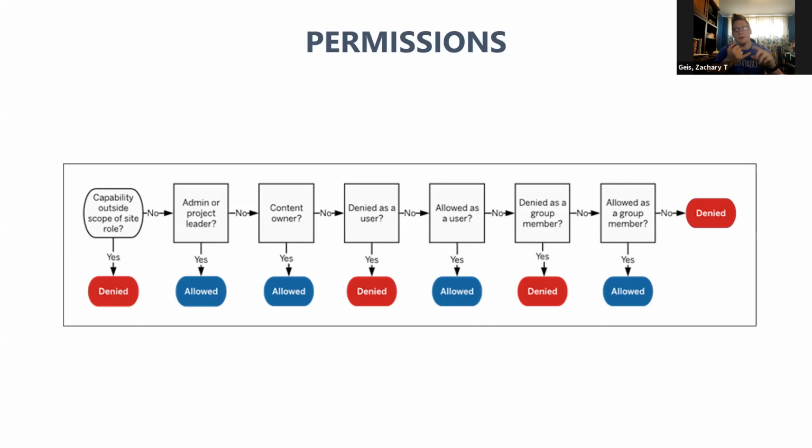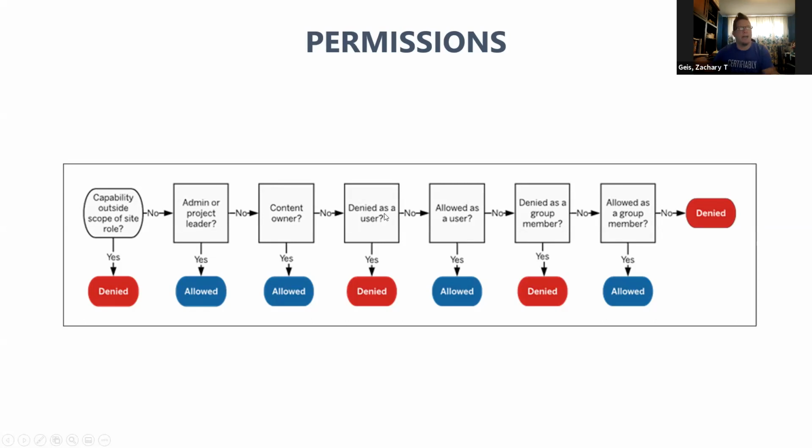So an admin automatically can do everything. A project leader can also do pretty much everything. Project leader is a user type that sits outside of those actual roles, but it allows you to own your project and do things like create sub-projects, change workbooks, and things like that. And that's actually the same as content owner. A content owner, if you own an object in a Tableau Server environment, you automatically can do anything you want to that content. It's just inherently applied by owning it. So if you're one of these two things, you're allowed, you're good. If you're not, we keep going.